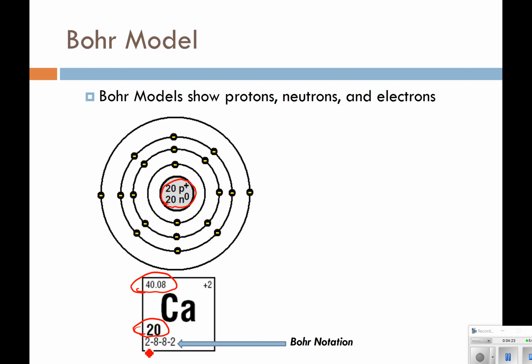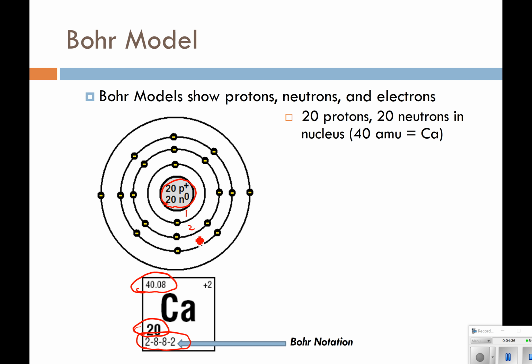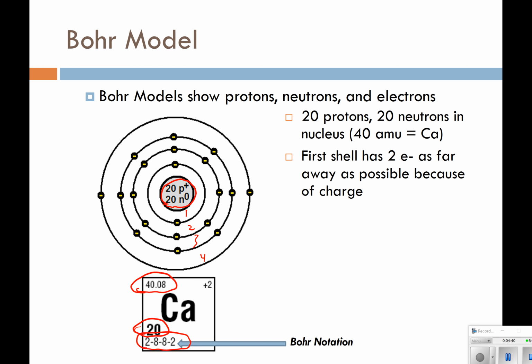And then we can see how our electron configuration, otherwise known as Bohr notation, matches up. And that's going to correspond to each of our different PELs. First, second, third, and fourth. Now the first shell, the first PEL, has 2 electrons as far away as possible because of their opposite charge. Each of these electrons are negative, so they're going to want to separate from each other as far as they can within their principal energy level.